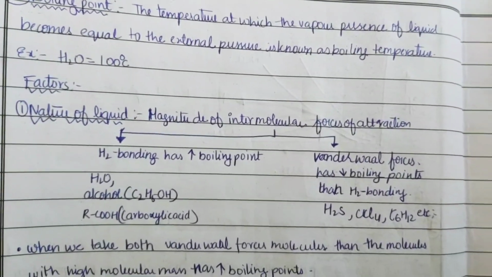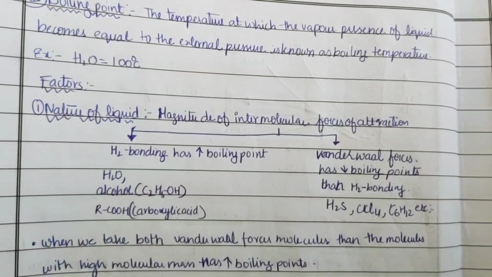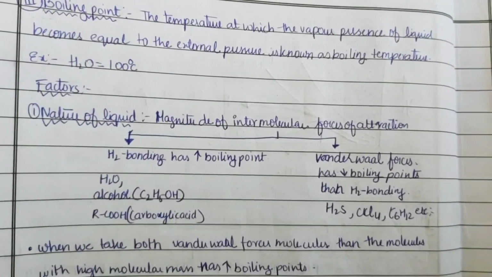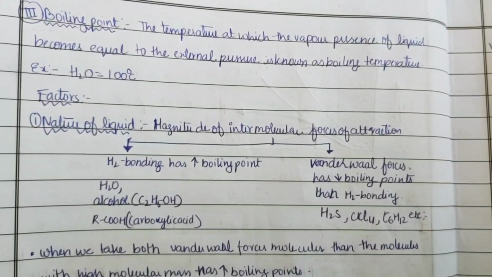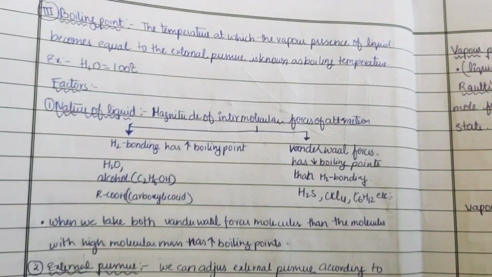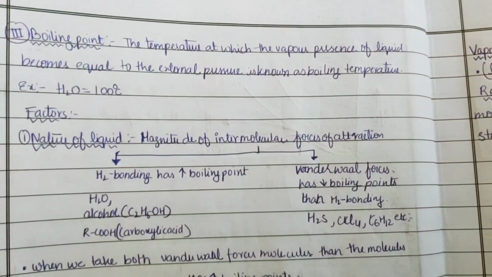Then factors. Nature of liquid, that is magnitude of intermolecular forces of attraction. There are two types again. H bonding has high boiling point, whereas van der Waals forces has low boiling points. Then H bonding.